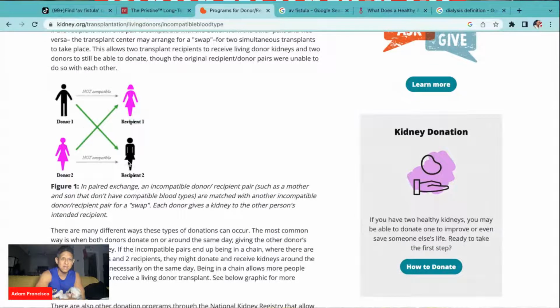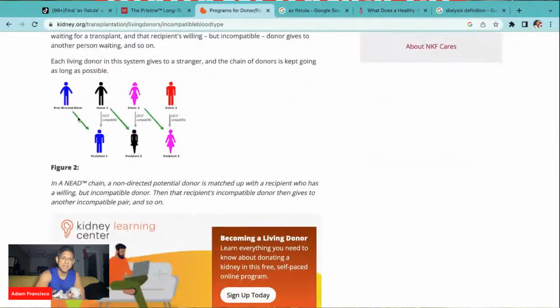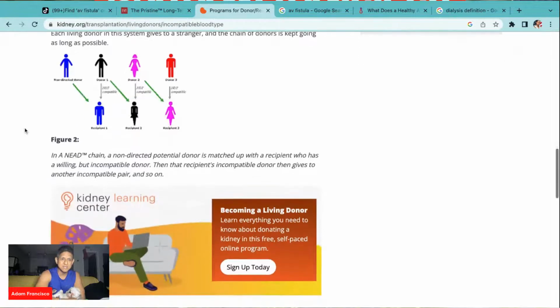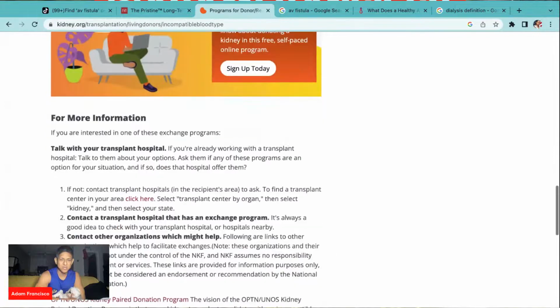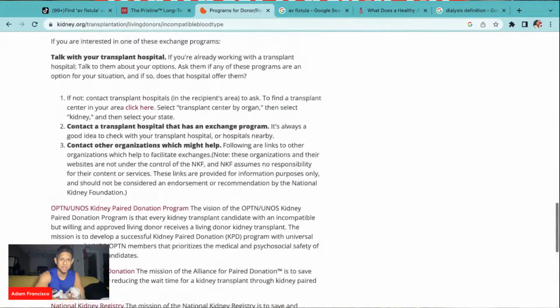Donor 1 is not a match for recipient 1, but donor 2 is, so they just swap. And this could happen many, many times. So it's called a need chain, a non-directed potential donor is matched with the recipient who has a willing but incompatible donor. So you can find everything you want at kidney.org.